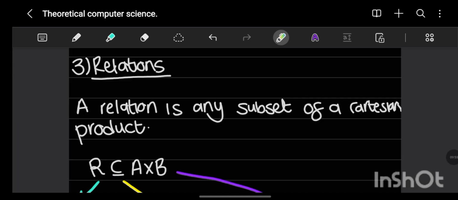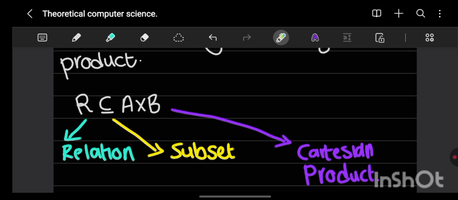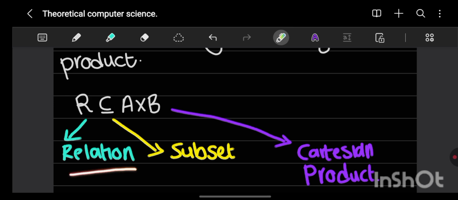Okay, now let's talk about relations. We've been talking about the cardinality, we spoke about the Cartesian product, and we also spoke of ordered pairs. So a relation is basically any subset, or any possible subset, of the Cartesian product. This is how you write it. In theoretical computer science, a relation is any subset of a Cartesian product, and this is what I've simplified here.